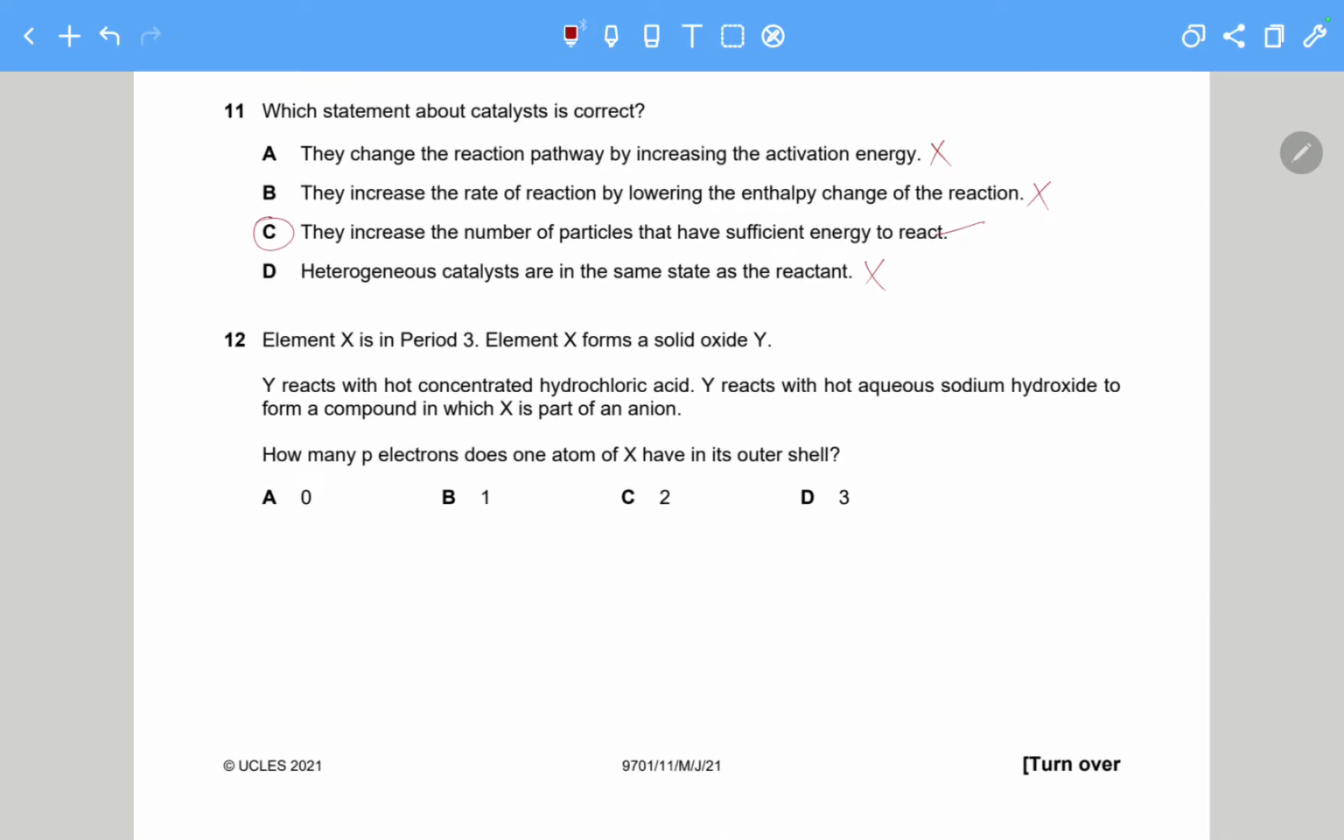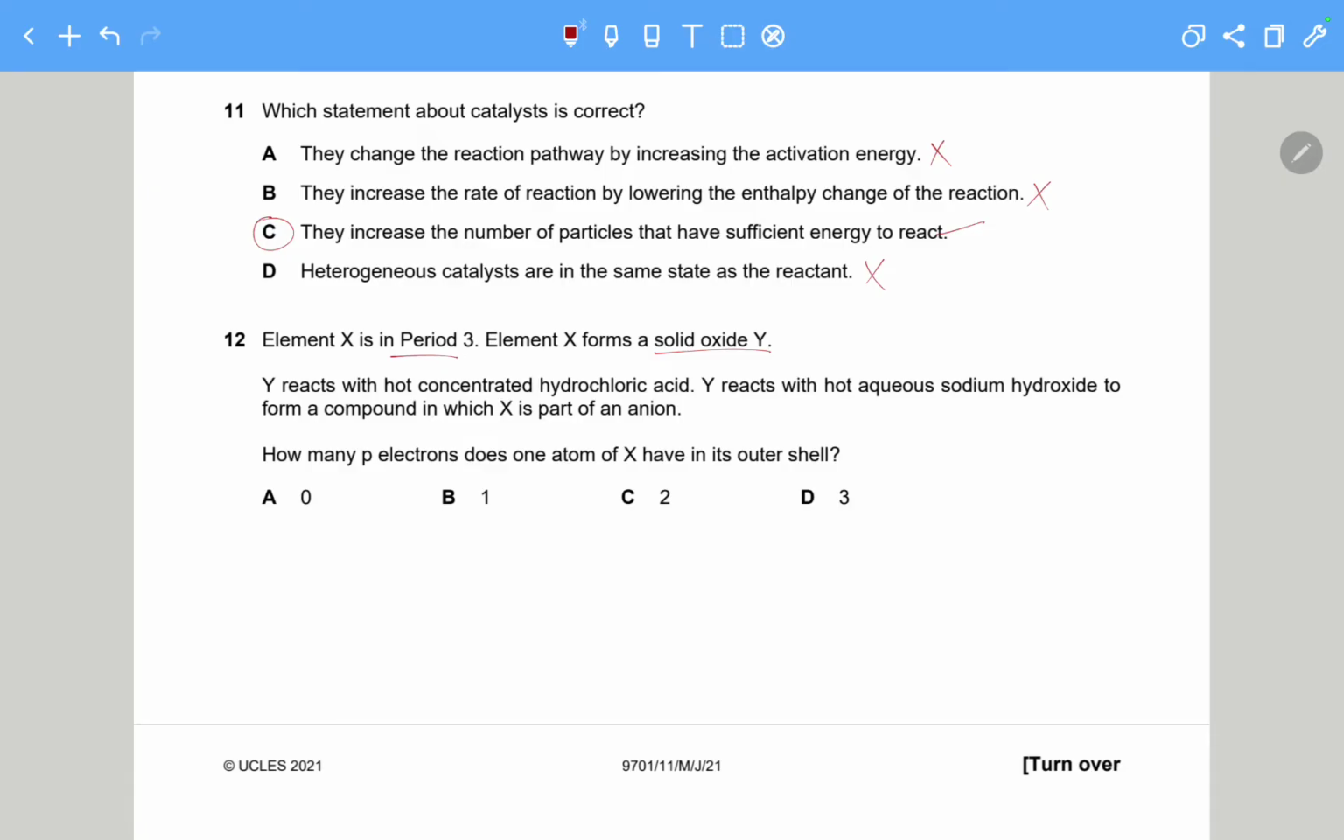Question 12. Element X is in period 3. Element X forms a solid oxide Y. Y reacts with hot concentrated hydrochloric acid. So before I go anywhere further, I'll underline period 3, solid oxide Y, and that Y reacts with hot concentrated hydrochloric acid. Interesting. So that means it can probably be a base, something like sodium oxide, magnesium oxide, or aluminium oxide, because aluminium oxide is amphoteric. But anything beyond that is not possible, because the non-metallic oxides are acidic, and therefore they will not react with an acid. They would rather react with a base.